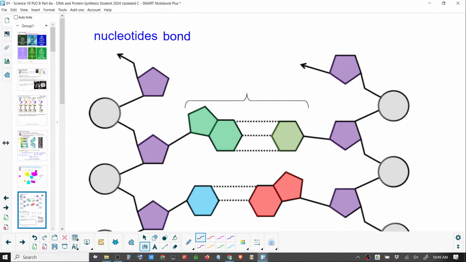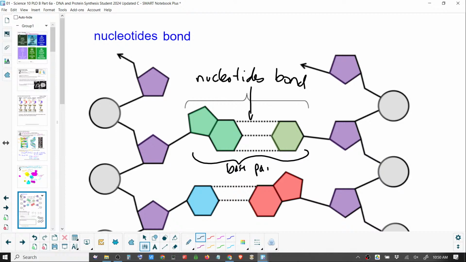Okay. Overall, the nucleotides bond, I meant to not have that in there because this actually goes here. You can draw an arrow if you want. Nucleotides bond down there. And also, this whole thing is a base pair.